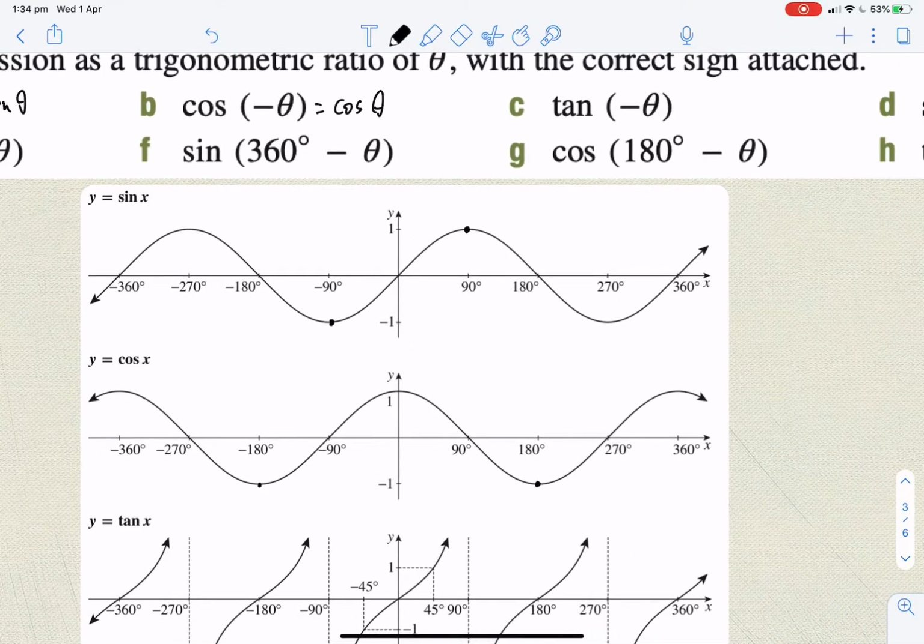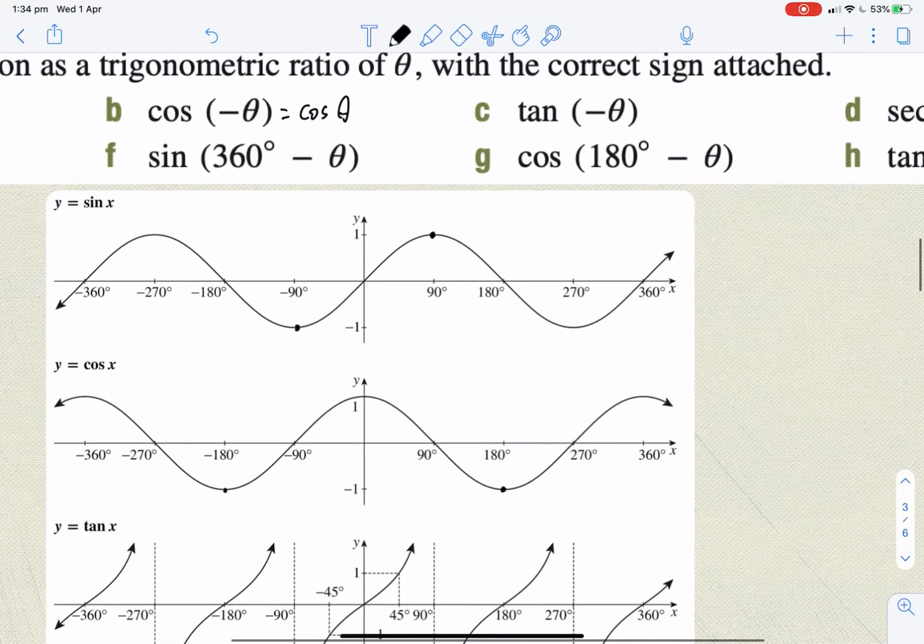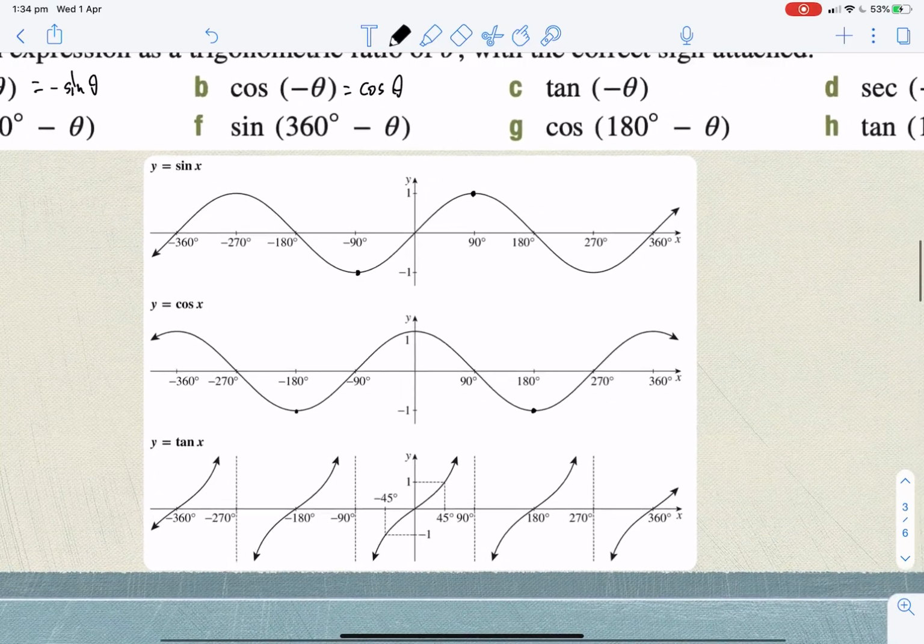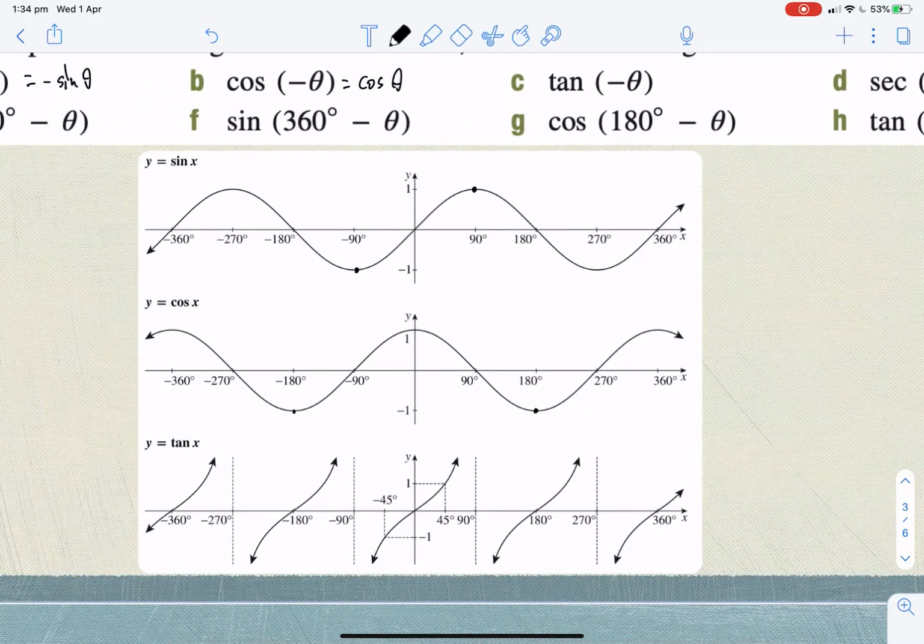I'm just using points to tell where they are. So for tan it's a little bit weird because we can't really pick much angle. If we pick 0, it's just weird, okay? So let's try 45 degrees. So tan 45 degrees is 1. Tan negative 45 degrees is negative 1. So that means it's negative tan theta. Okay.